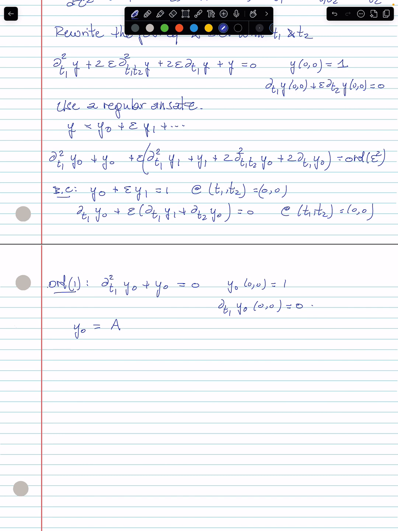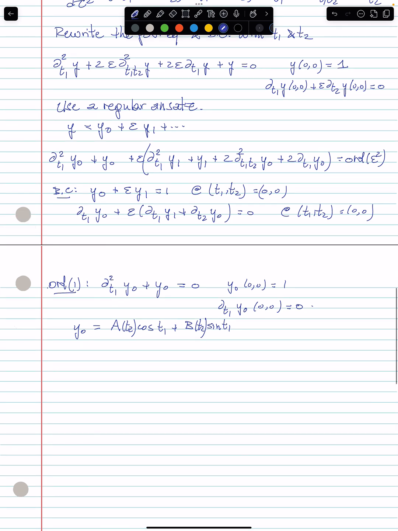So this is a constant times the cos of t1 plus a constant times the sine of t1. The only difference is that because we are dealing with partial differential equations, these are just constant with respect to t1, but they still remain functions of t2. All right, so initial condition: if we replace this expression for y0 over here, then what we see is that the sine vanishes, the cosine is equal to 1. So we have just that a when t2 is equal to 0 is 1. And if we do the same with the second boundary condition, b when t2 is equal to 0 is equal to 0.